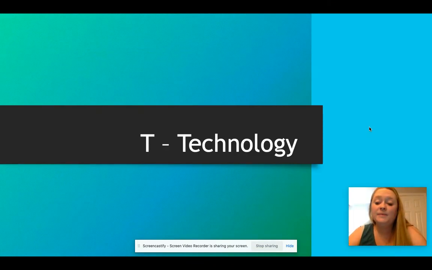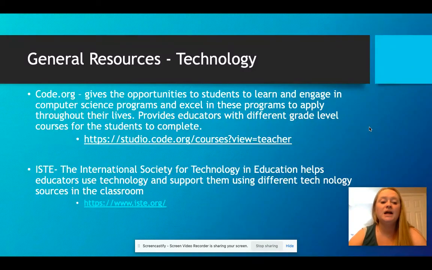The next in STEM, T for technology. So these are some of the general resources I found for technology. Code.org, I have used this actually personally with some of my students, and it gives students the opportunity to learn and engage in computer science programs and excel in these programs to apply throughout their lives. It provides educators with different grade level courses for the students to complete.